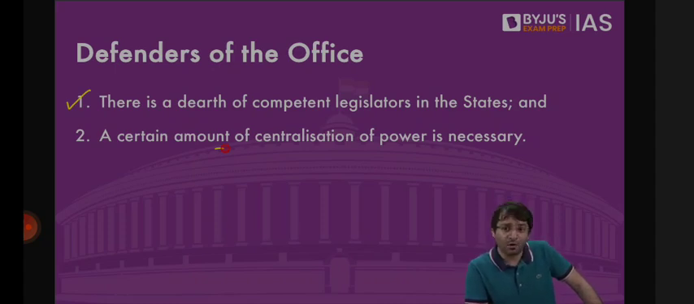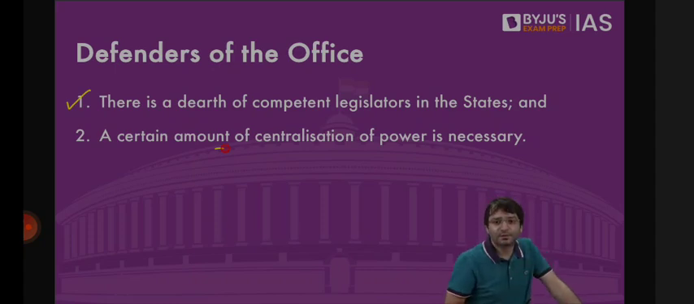Or they do some actions which are against the national interest? There should be a governor to stop this. So the governor's office is required. Governor's office should continue, despite objections by some members of the Constituent Assembly, on two grounds. Number one, there is a dearth of competent legislators in India. Number two, a certain amount of centralization of power is necessary.